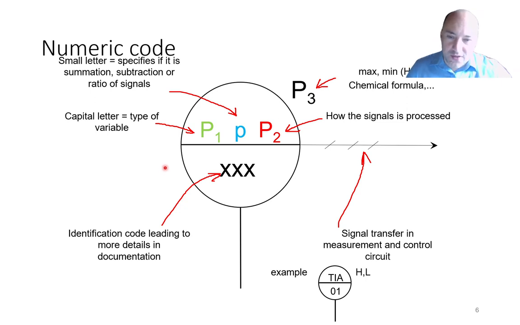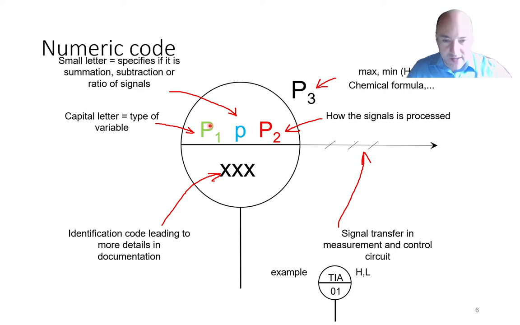Let's take a look at the numerical code. So here we have our circle that represents our instrument. Here I have made an example of the panel meter, so that's the horizontal line like that. And here we have the letter code, and here we have eventually some numerical identification. Here is an example how it may look like. So here is a number that's telling me what is the circuit number, and here is the letter code that's telling me what do I measure and how do I process the output signal.